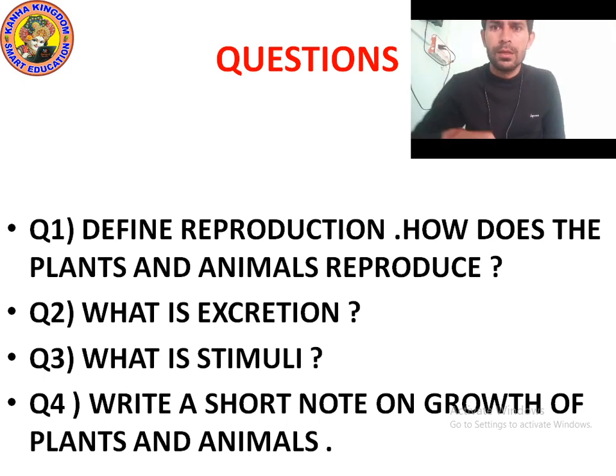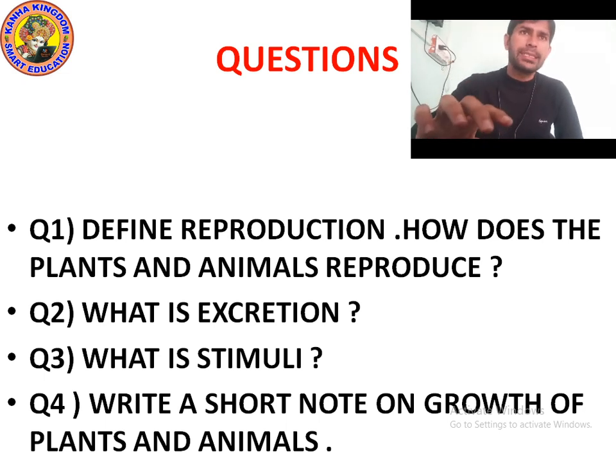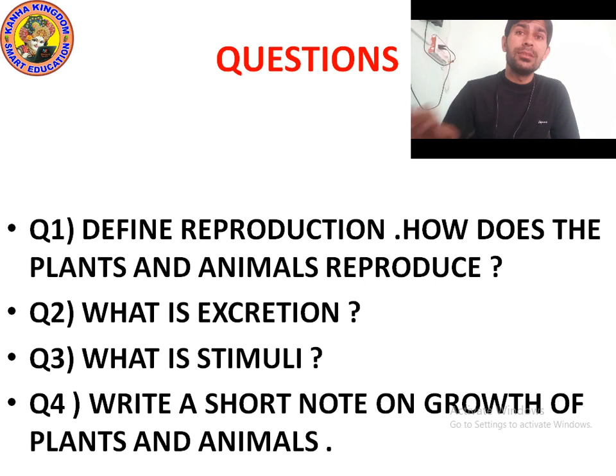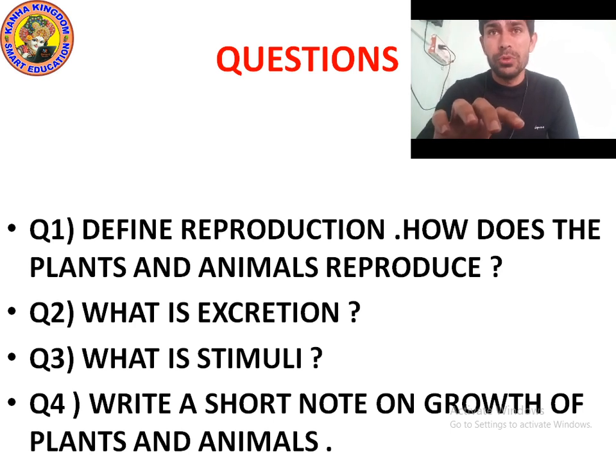Now question number two. What is excretion? The removal of waste material from the body is known as excretion. Plants excrete by taking out carbon dioxide or oxygen depending on day and night. Animals excrete urine and feces. Question number three is what are stimuli? A stimulus is a change happening around us to which we respond. Like the touch-me-not plant closes its leaves when we touch it.